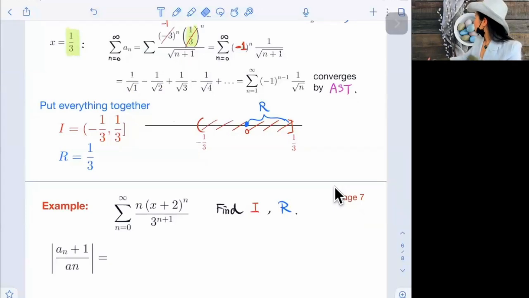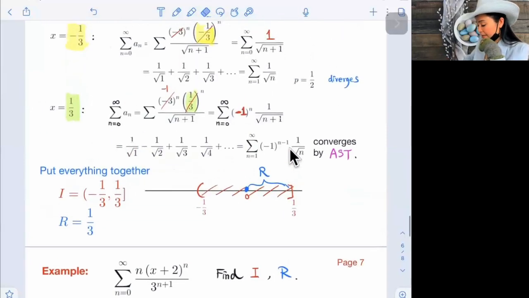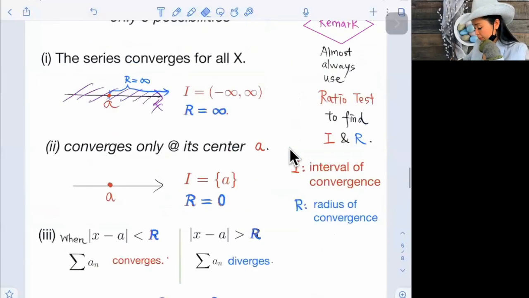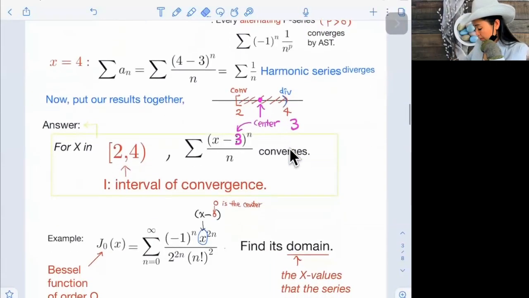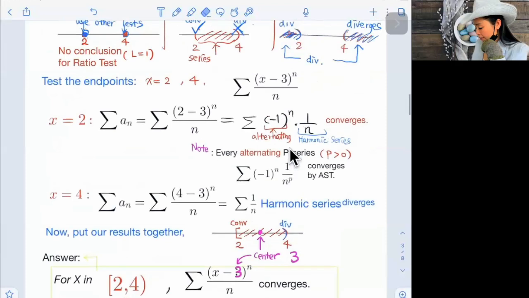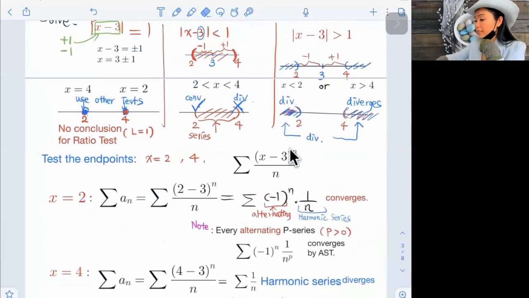It's always the same distance on either side, but it's not necessarily negative 1/3. Last time we did one from 2 to 4. The one we just did over here is from 2 to 4, it's not negative 2 to 2, etc. But it's going to be on both sides of the center, at equal distance from the center.